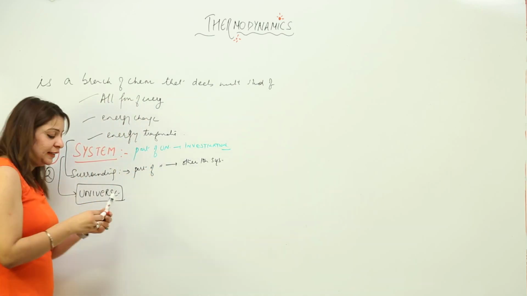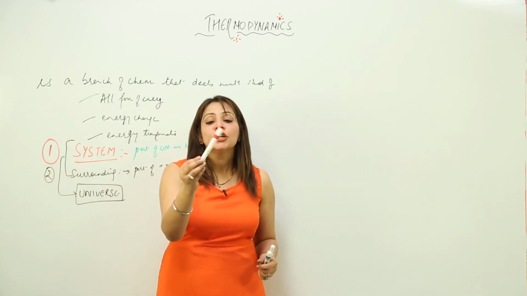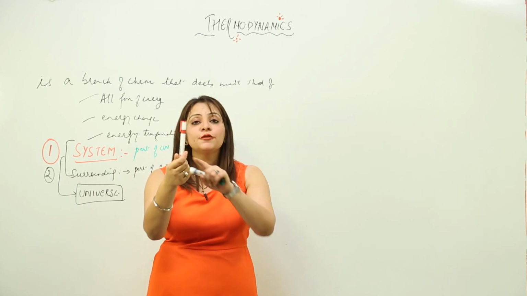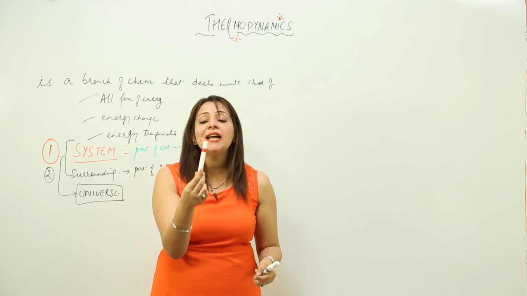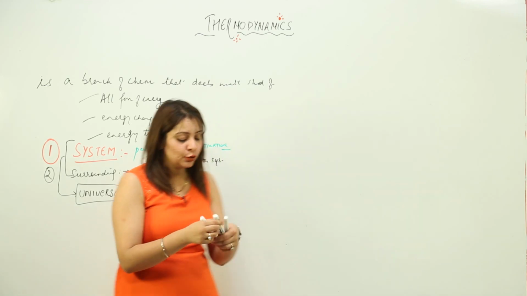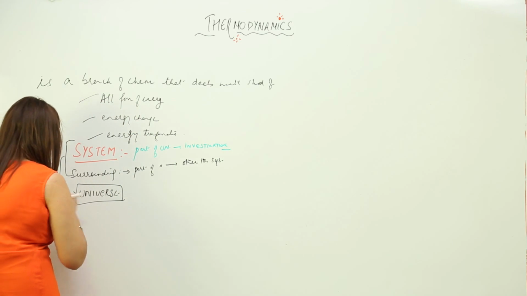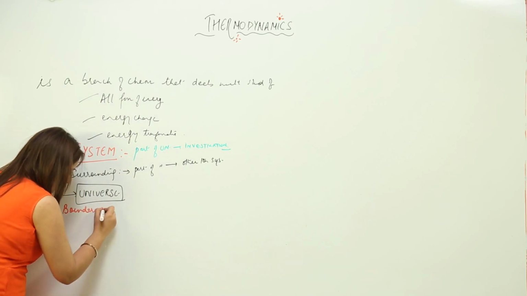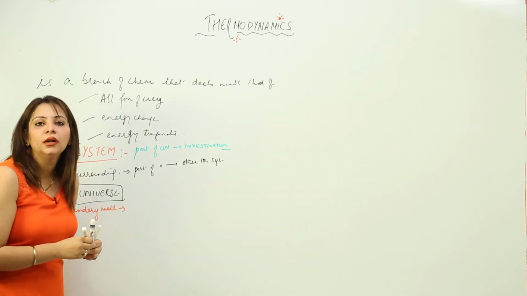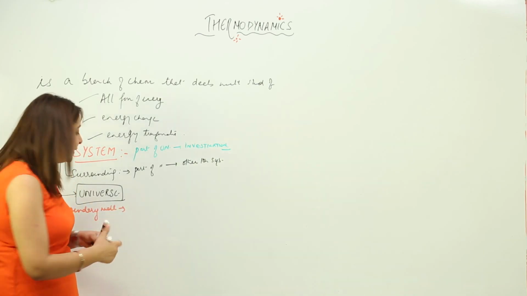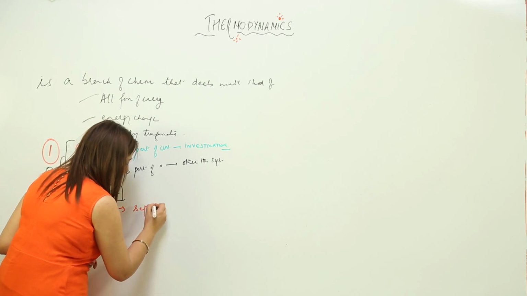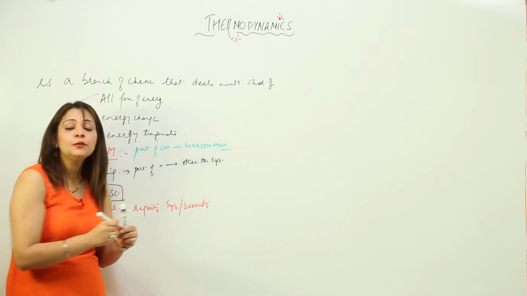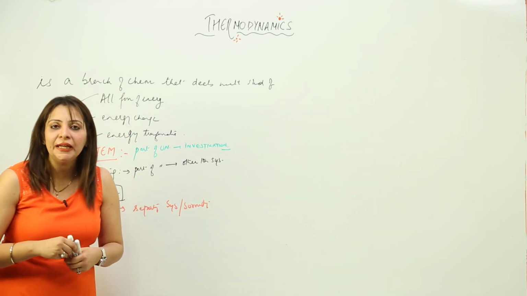Now see, I have told you that this is a marker. So it has a layer around it which is separating it from the surrounding. That is called the boundary wall. So we have another term, the boundary wall. What is the boundary wall? The boundary wall is that surface which is separating the system from the surrounding.